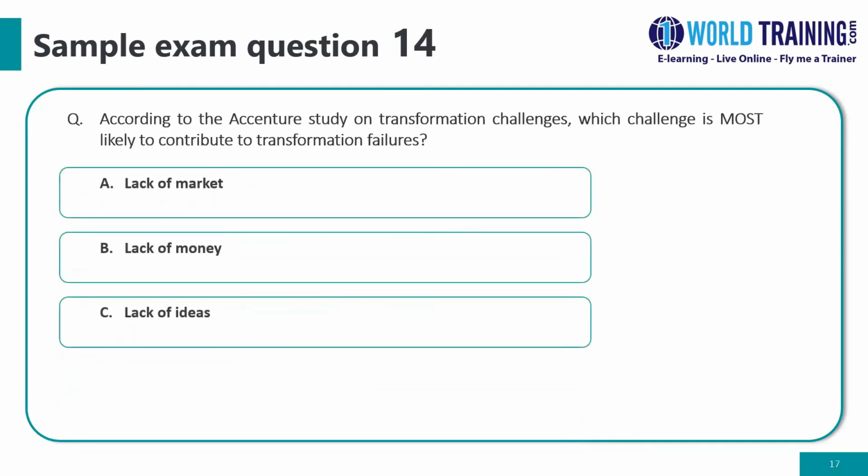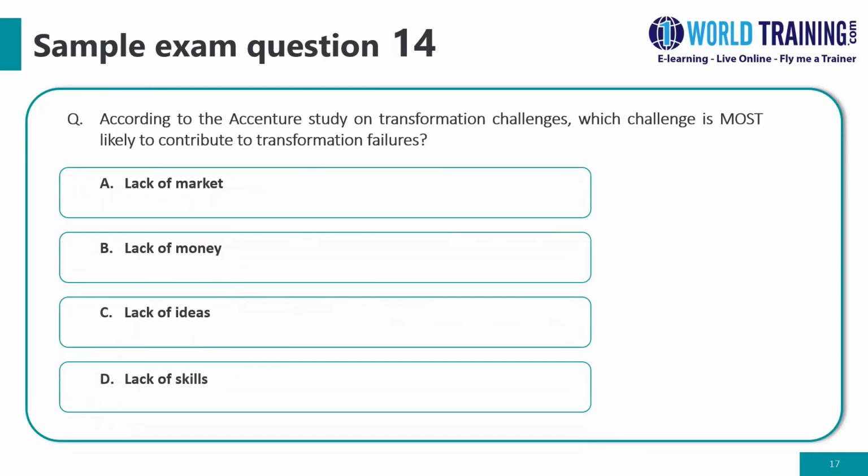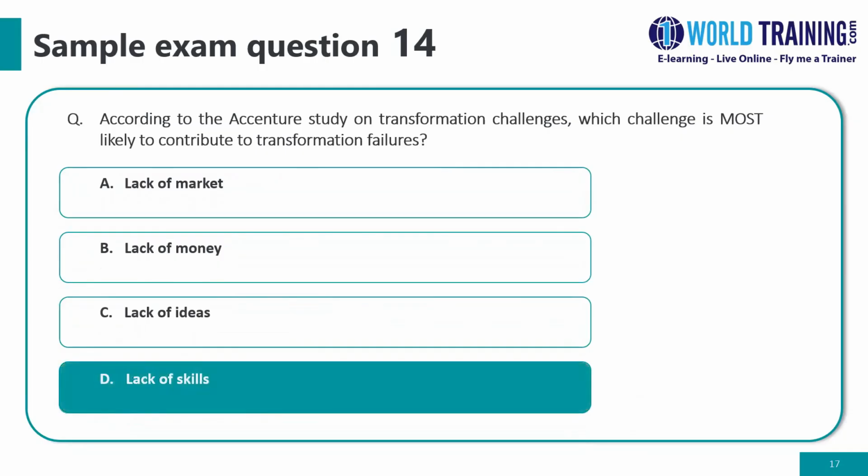Number 14, according to the Accenture study on transformation challenges, which challenge is most likely to contribute to transformation failures? The correct answer is lack of skills. D is the right answer.